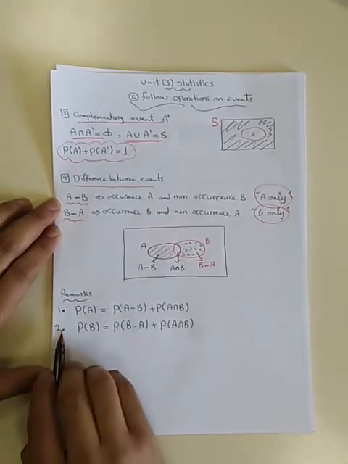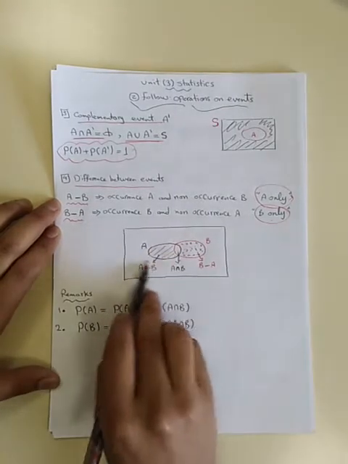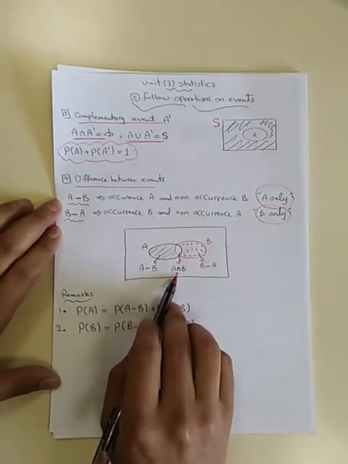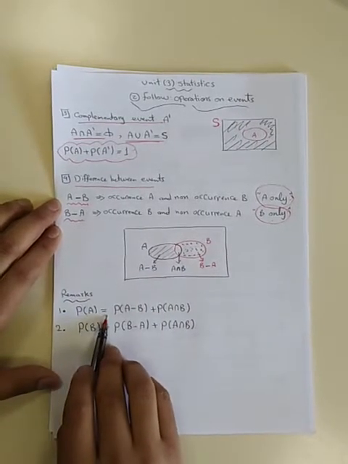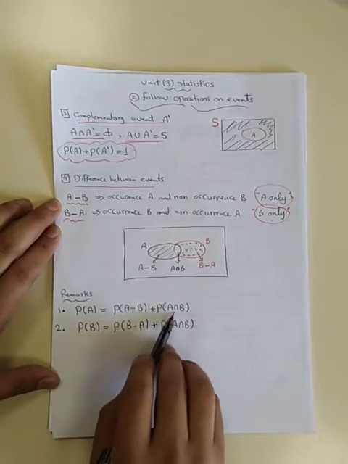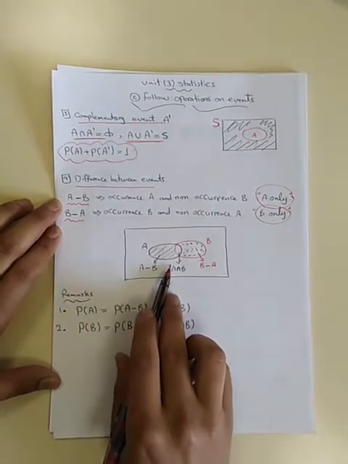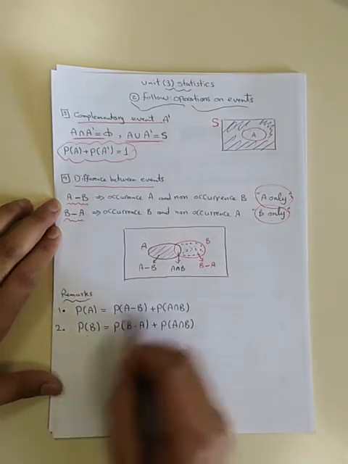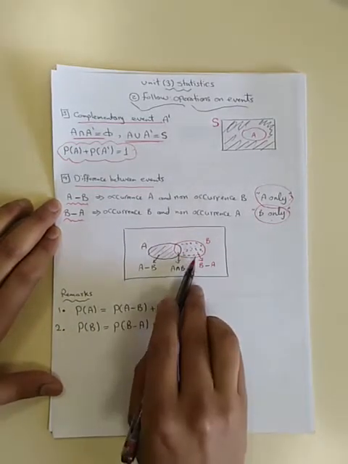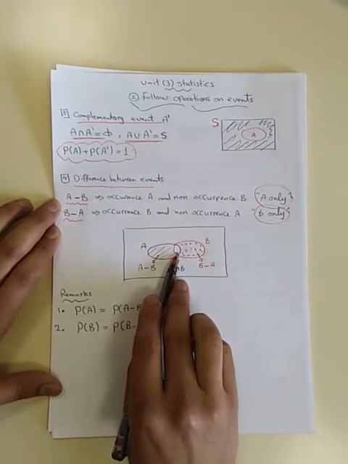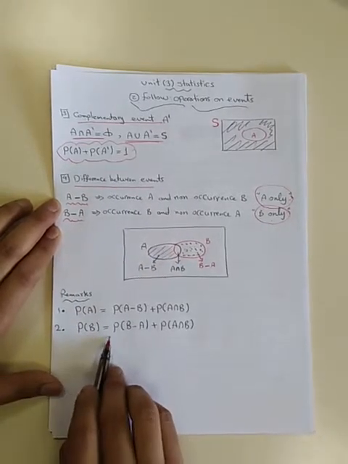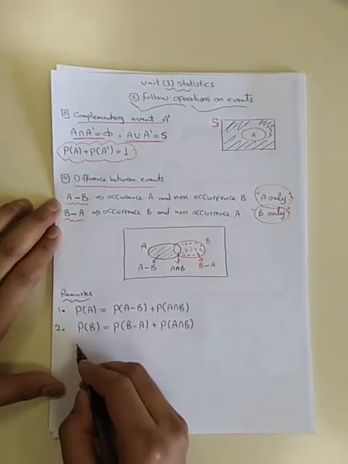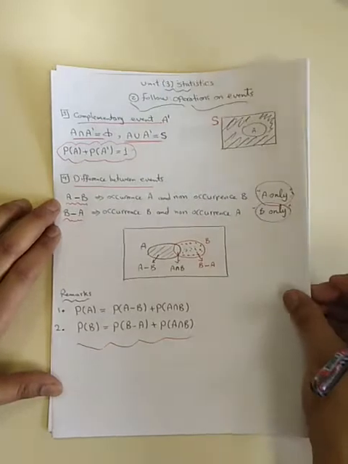We have two remarks. A is formed from two parts, the difference and the intersection. Probability of A equals probability of A difference B plus probability of A intersect B. This is from the Venn diagram. And also another rule: B is formed from B difference A and A intersect B. Probability of B equals probability of B difference A plus probability of A intersect B. These are our rules.